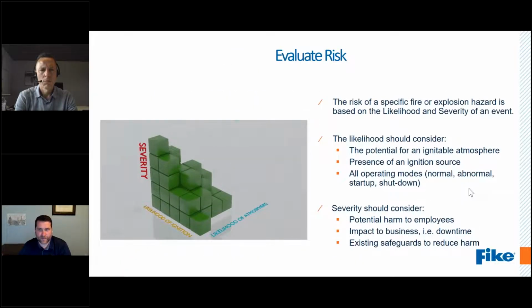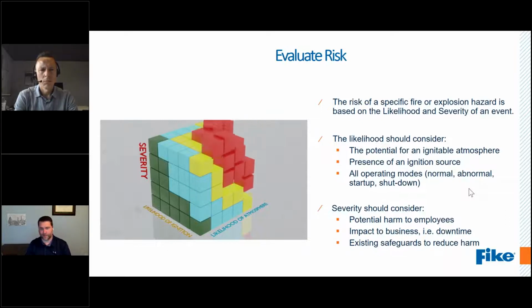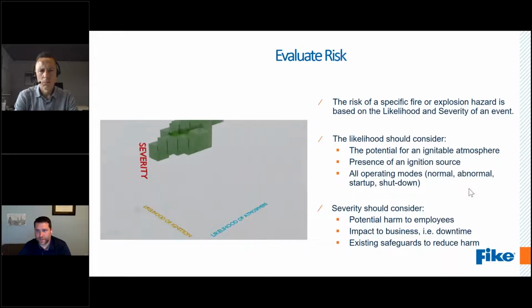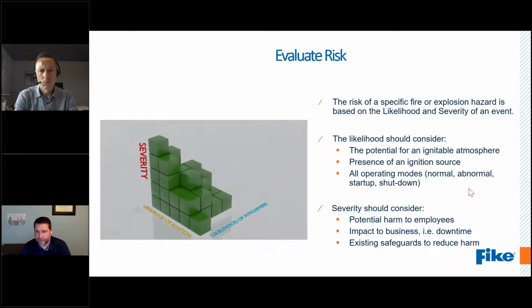So that gets us to the risk. We've got a three-dimensional model where we're looking at the ignition, the atmosphere, and severity. If you're not focused on severity, you've got a two-dimensional model, and you can still determine your unacceptable risks in those locations. In our case, our risk is determined by the specific fire explosion hazard based on likelihood and severity.